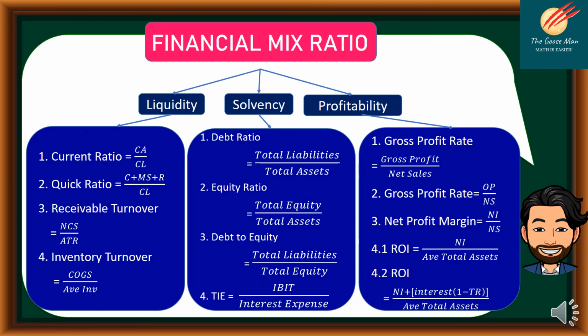To summarize our discussion on financial ratios, it is divided into three: liquidity, meaning the ability of the company to pay its short-term maturing obligations; while solvency is the ability of the company to pay its long-term maturing obligations. On the other hand, profitability ratios measure the effectiveness of business operations.